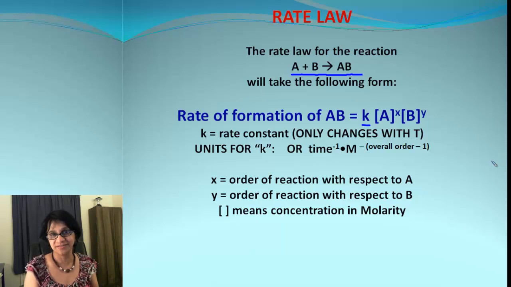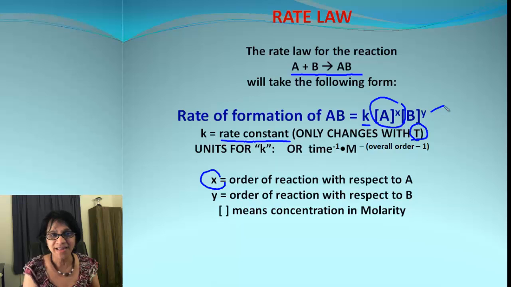Now each of these terms has a meaning. K is considered a rate constant. Obviously it must be a constant and it can only change with temperature. And this K has certain units. We will talk about that later. What is X? X is considered the order of reaction with respect to A, because that is the exponent for A. And Y is the exponent for B, and that is called the order of reaction with respect to B. Anytime we use these square brackets, that means it is concentration.